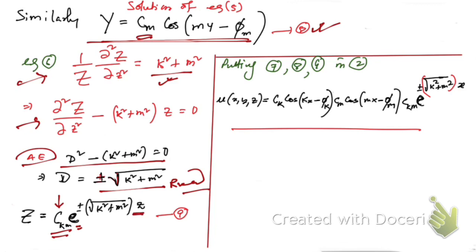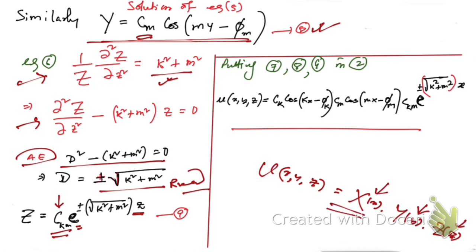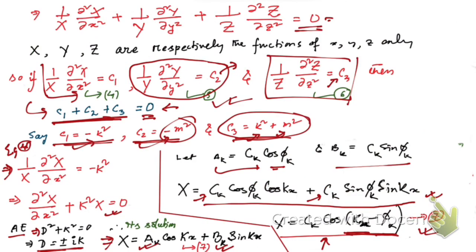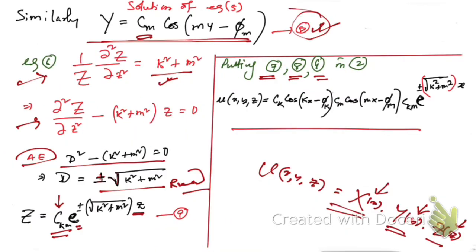So we have got the values of capital X, capital Y, capital Z, and we put those values in equation number 2. What was equation number 2? Equation number 2 was u, a function of small x, small y, small z, equal to capital X into capital Y into capital Z, right? We said they are functions of small x, small y, and small z respectively. So if you put those values here, that means using equations 7, 8, and 9, here you see this is equation 7, this is 8, and this is 9. If you use those values here, you will get this solution. That is the solution of the Laplace partial differential equation in 3D Cartesian coordinates. Hope you have understood this.